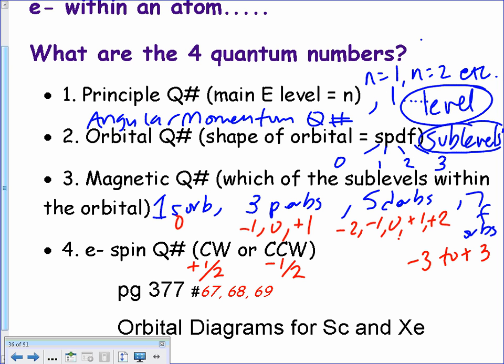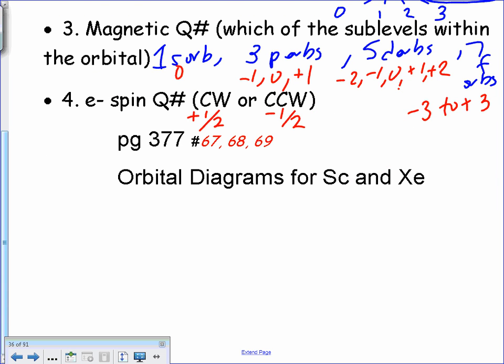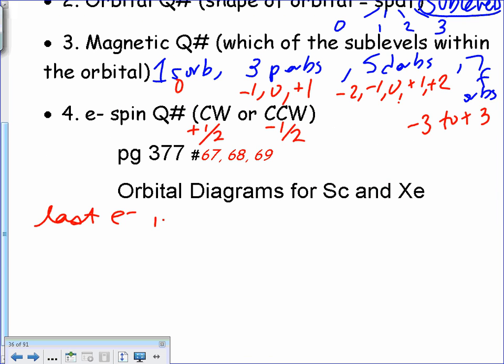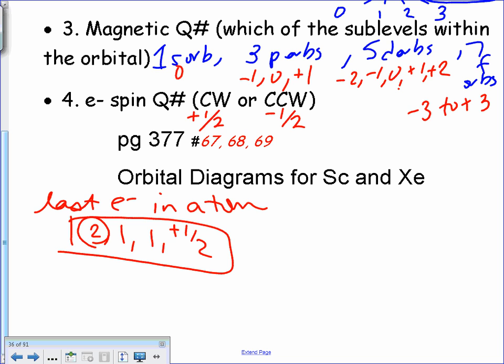So I could tell you the quantum numbers for the last electron in an atom is 2, 1, 1, +1/2. That would be its 4 quantum numbers. That means something to us, though, okay? So these 4 quantum numbers tell us, first, what is this 2 representing? N, which is what?